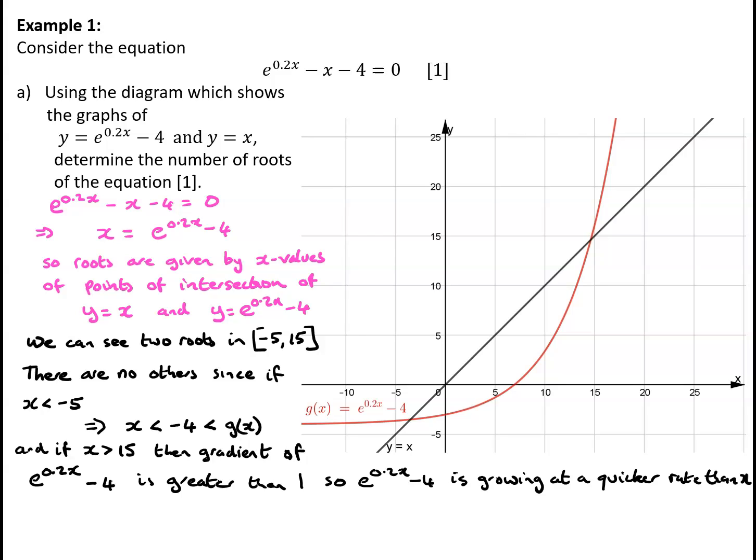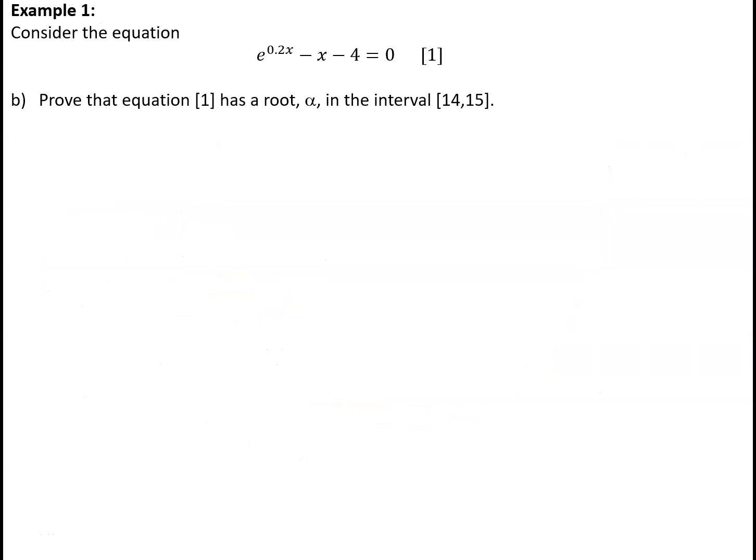If x is bigger than 15, then the gradient of e to the 0.2x take away 4 is certainly bigger than 1. So e to the 0.2x take away 4 is growing at a quicker rate than x is growing. So there's certainly not going to be any more points of intersection beyond x equals 15. We now know that equation 1 has 2 roots. And we've got to prove that one of these roots lies in the interval 14 is less than or equal to x is less than or equal to 15.